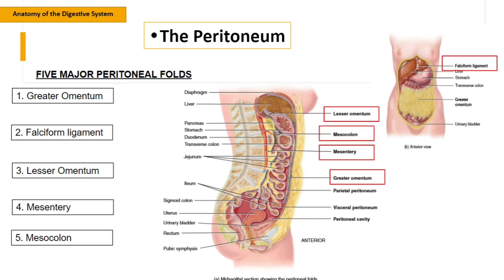So again, what are the 5 major peritoneal folds of our peritoneum? Again, number 1 is the greater omentum, the falciform ligament. Here is its location in the anterior view of our body. Third is the lesser omentum. Fourth is your mesentery. And then the fifth one is your mesocolon. These are the 5 major peritoneal folds of our peritoneum.